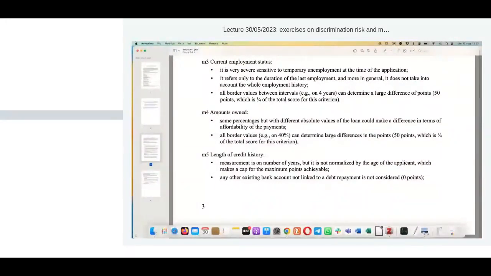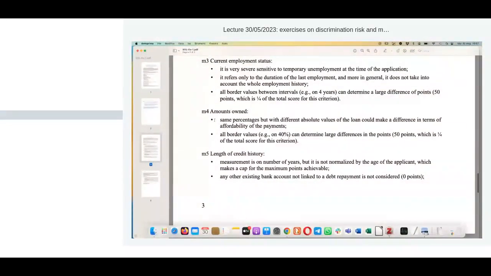It is a bit rough as an indicator, very sensitive to just a few changes. Amounts owned is similar to the reflections on the second indicator. You don't have the absolute values. So if you own 50% of 50,000 euros, it is very different from owning 50% of 1 million euros.